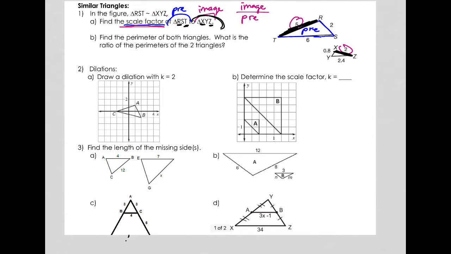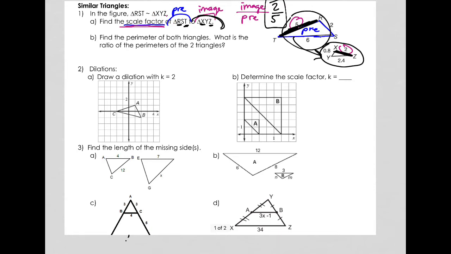So now I need to go from the image, that's going to be my top number, which is 2, over the pre-image number, which is 5, and that doesn't simplify. That's as simple as it gets, so it's just 2/5. Make sure your scale factor makes sense. 2/5 is less than 1, so that is a reduction. And going from the pre-image to the image, that was a reduction, so it makes sense. If you had something greater than 1 as your scale factor and you look down and it was a reduction, then you know you have it flip-flopped.